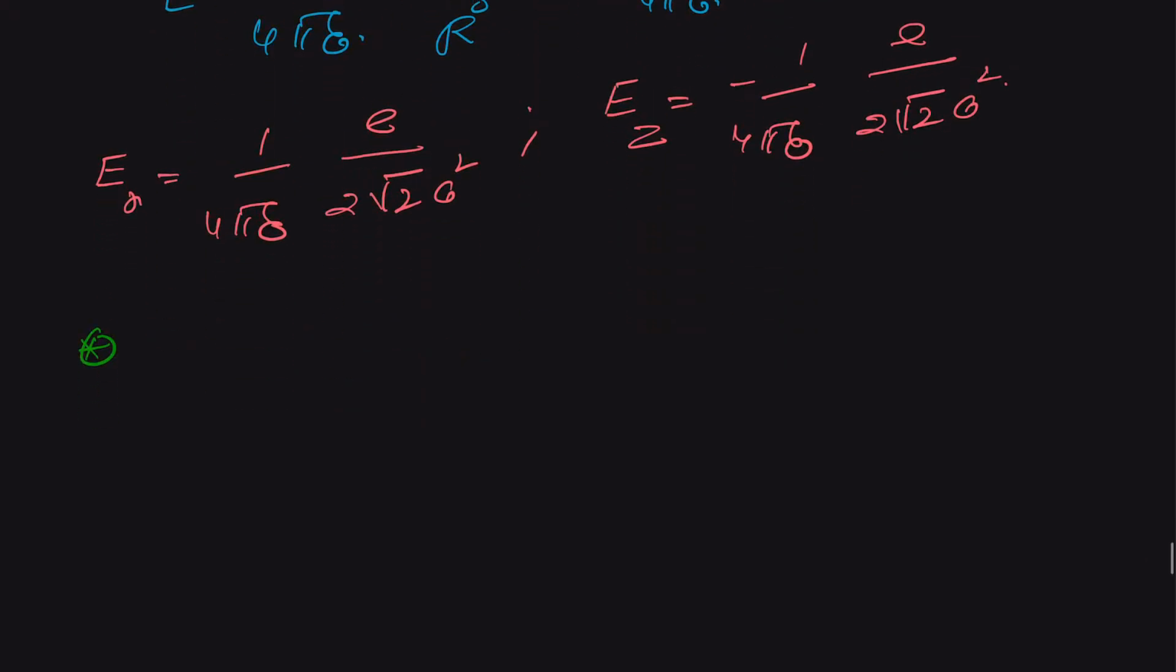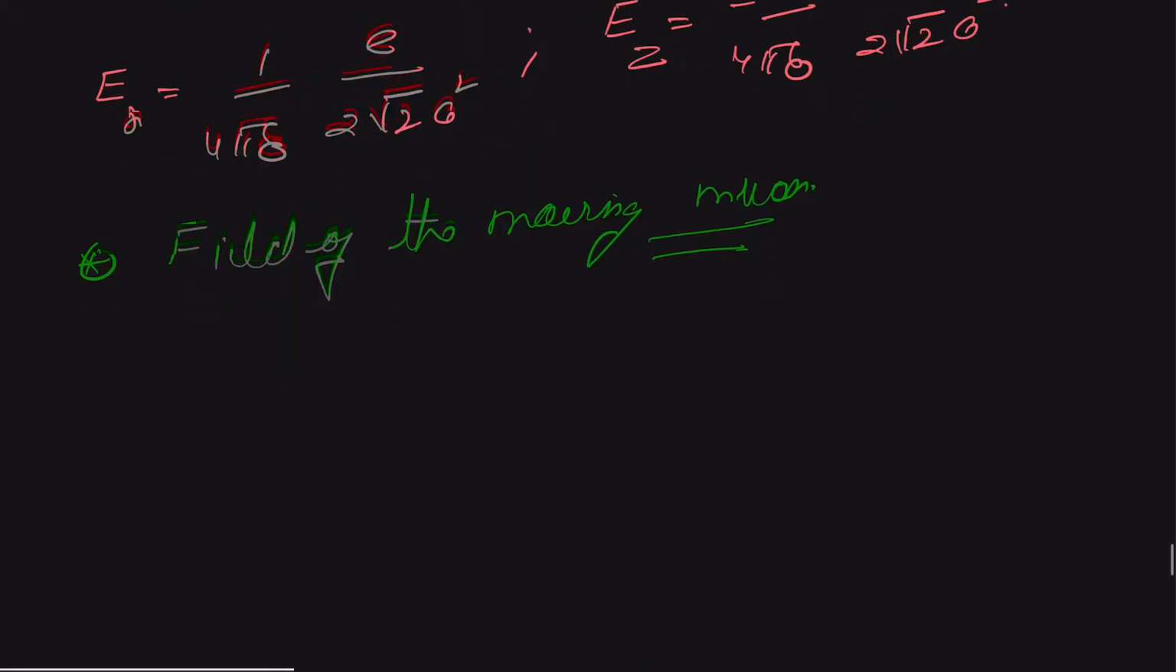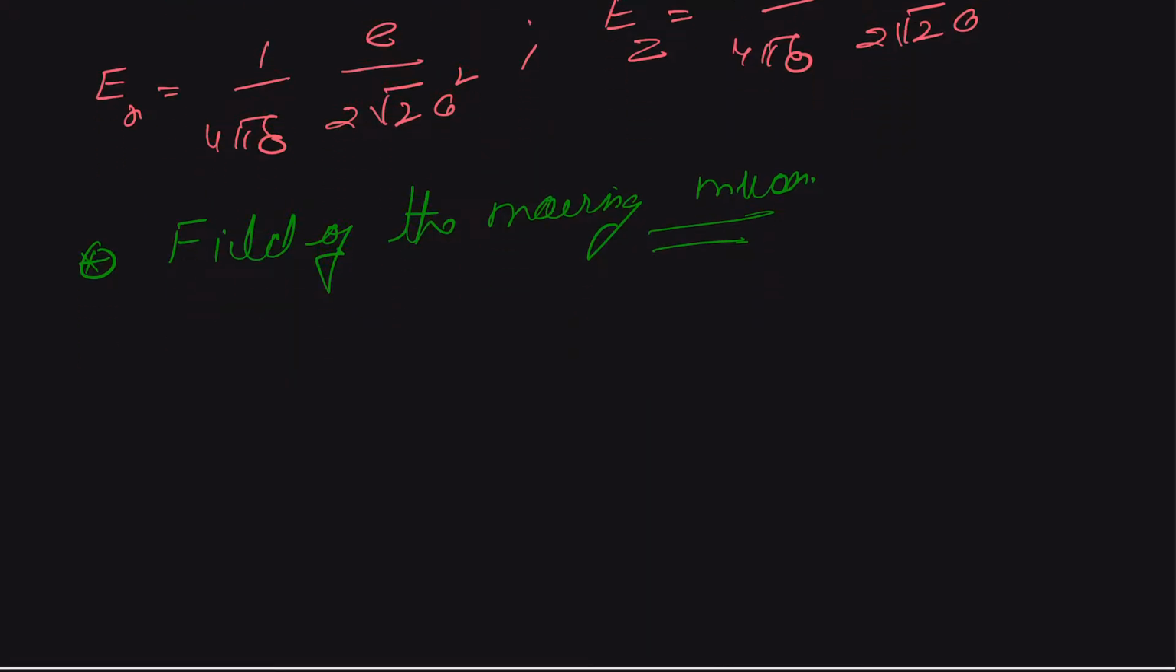You can say the field of the moving charge, and here the charge is nothing but our muon. The charge on the muon is nothing but the negative of the charge of our electron. First of all, we are going to find out, because now the charge is moving, one factor, that is our Lorentz factor, comes into the picture.